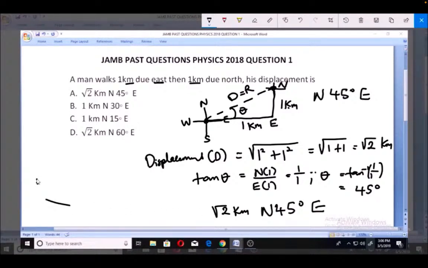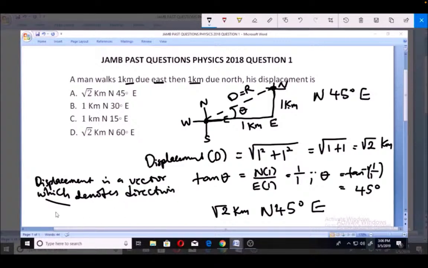Then why do we have this? Because we all know that displacement, from the definition of displacement, is a vector quantity. That's why you must put both the direction and the magnitude. So displacement is a vector quantity which denotes direction and size. Size in this case is the magnitude. So every vector quantity has these two important things. Whenever you say that something is a vector quantity, it must have direction and it must have size.